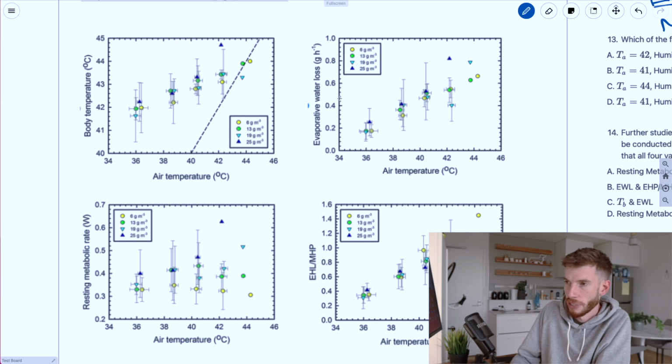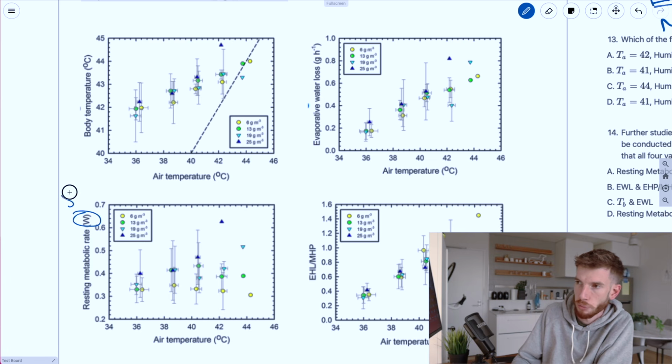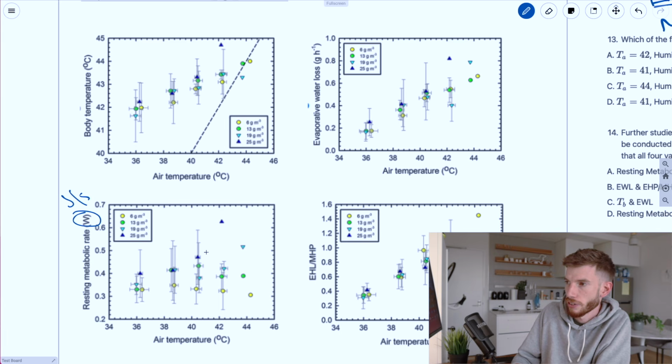Evaporative water loss has nothing to do with energy demands. Metabolic rate does. So we've got watts, right? This is joules per second overall. So this is probably the most helpful. And this one was evaporative heat loss and metabolic heat production.